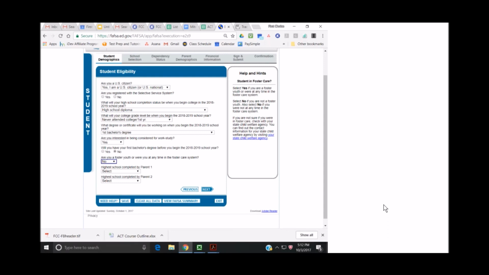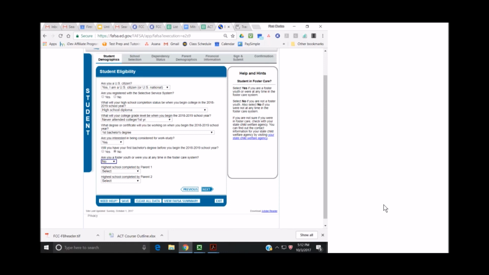Are you registered with the Selective Service System? Males over 18 have to be registered to be eligible for the federal financial aid. If you click no, then it'll say, do you want us to register you? And then when the student becomes eligible, they will register the student. What will your high school completion status be when you begin college? If they're going the traditional route through high school, then it could be high school diploma, or if they have had an interruption and they're getting a GED instead, you can select GED.